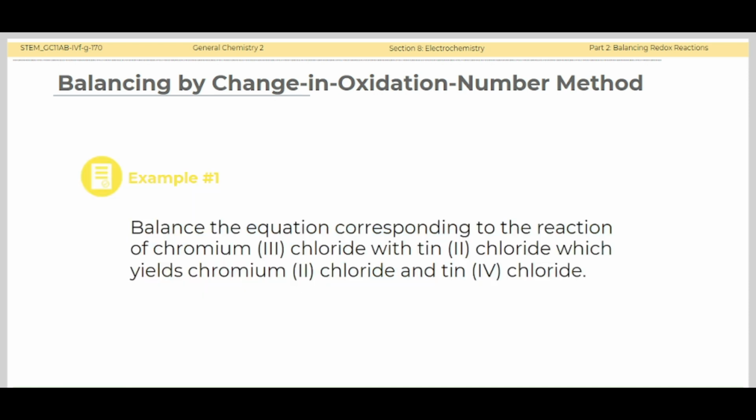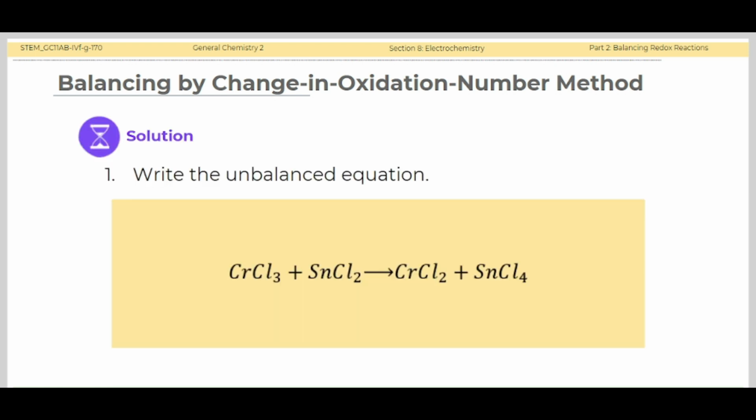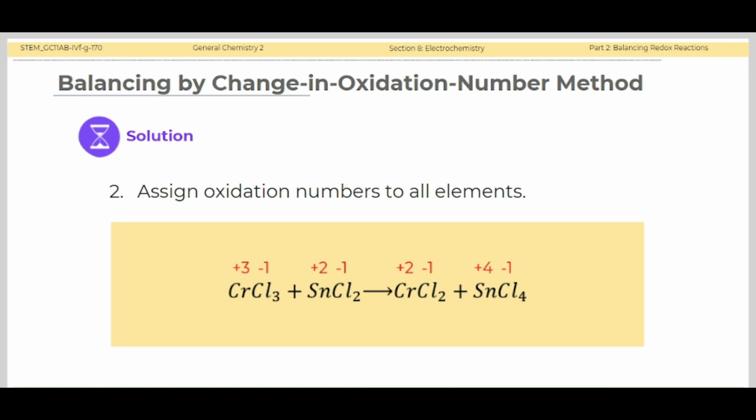5. For the other elements in the equation, perform balancing by inspection. Example number 1. Balance the equation corresponding to the reaction of chromium chloride with tin chloride, which yields chromium chloride and tin chloride. Solution number 1. Write the unbalanced equation. 2. Assign oxidation numbers to all elements. Take note that all compounds are chloride salts. Thus, the oxidation number of chlorine is -1 for all compounds in the reaction.